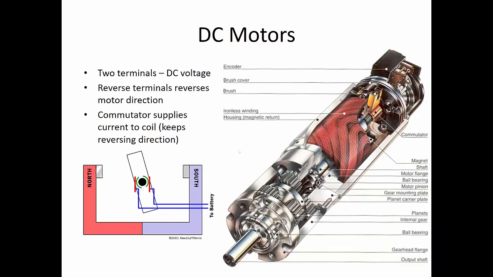The first type we'll look at are DC motors, and these are very simple. Essentially we have two different terminals applied to them and allow us to apply a DC voltage there. If we reverse the polarity of the terminals, it reverses our motor direction. And what we have is a commutator which supplies current to the coil, and it keeps reversing the direction of the current supplied to the coil. And hence we can get our attraction and repulsion happening.